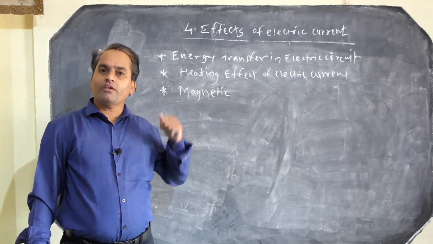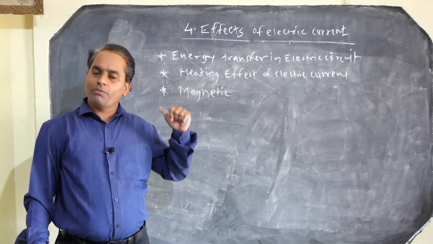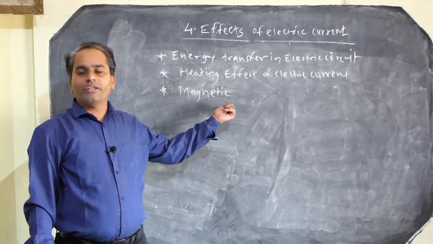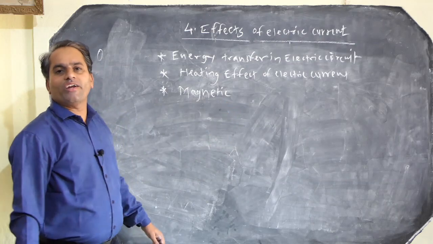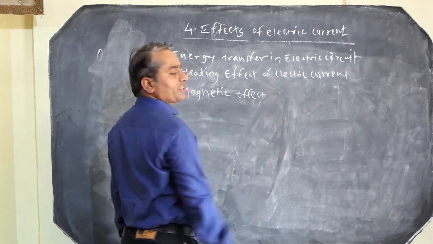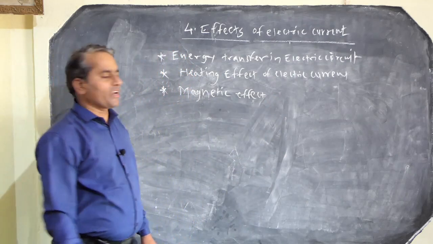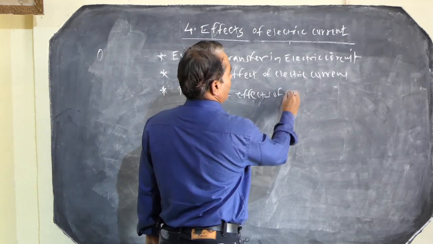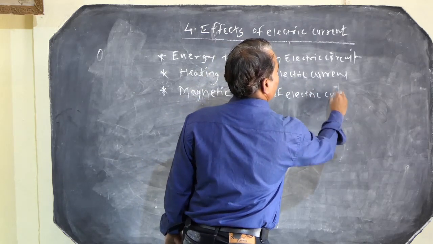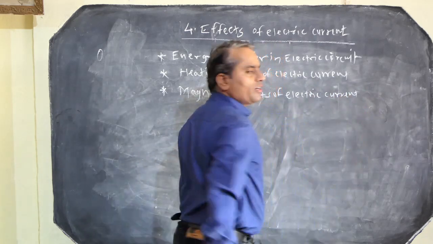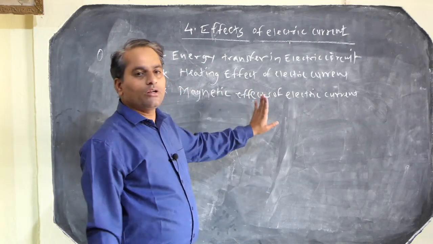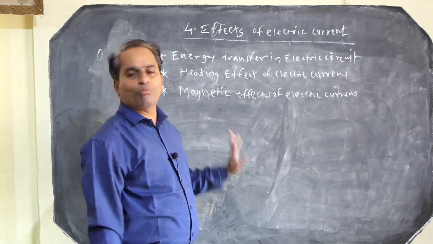Electric effect: when present in the electrical circuit, there is also another effect called the magnetic effect in the electric circuit. So here, in magnetic effects of electric current, we have to study how the electric current affects the magnetic field or magnetic property of the conductor. That will be introduced in this point.